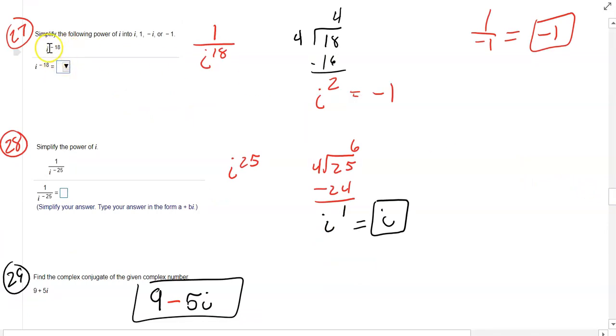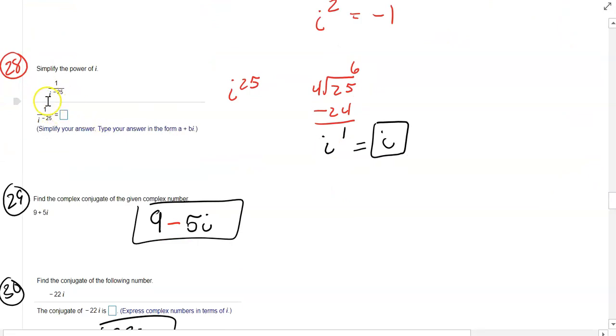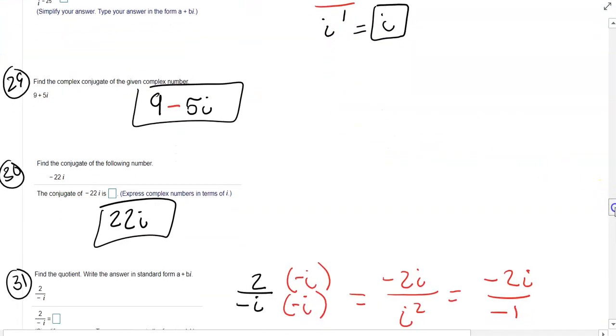Looking at these next ones, we have negative exponents, so we need to write that so that it has a positive exponent, so that is 1 over i to the 18. I do the same process of dividing that exponent by 4. My remainder is 2. i to the second power is negative 1. Now I can replace 1 over i to the 18 as 1 over negative 1, which is negative 1. Here we have 1 over i to the negative 25th, which means we can write it as i to the 25th, which means I just divide that by 4. My remainder is 1, leaving it i to the first power, which is just i.